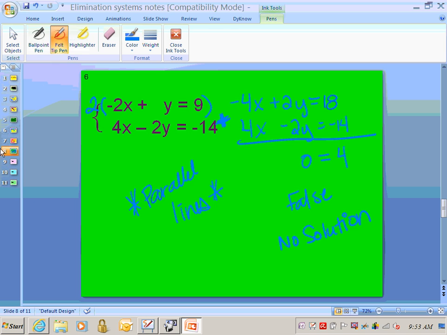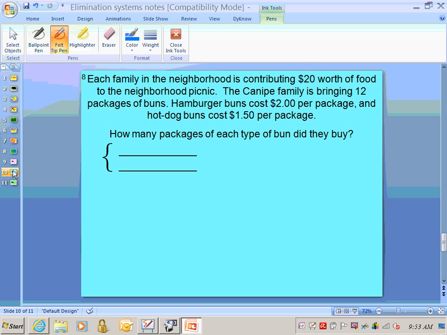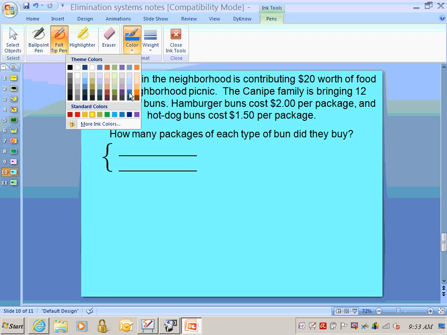Okay, let's skip to the back. And I want to go to number 8, last period. That's the one they chose, and I thought it was a good question. So let's do that one.